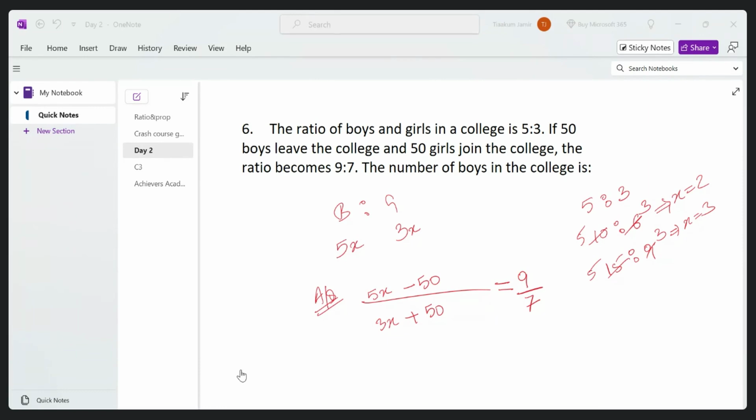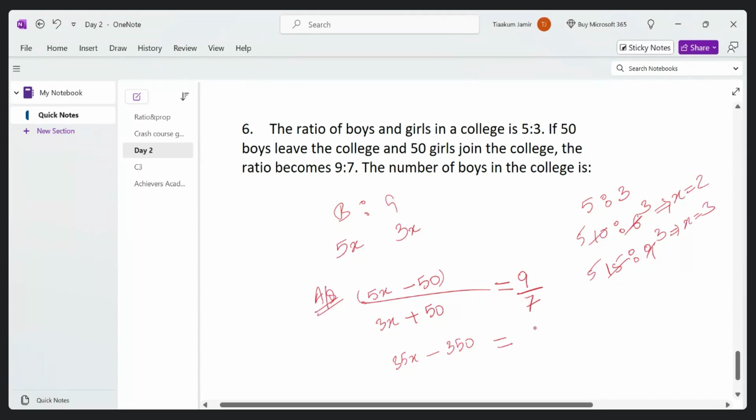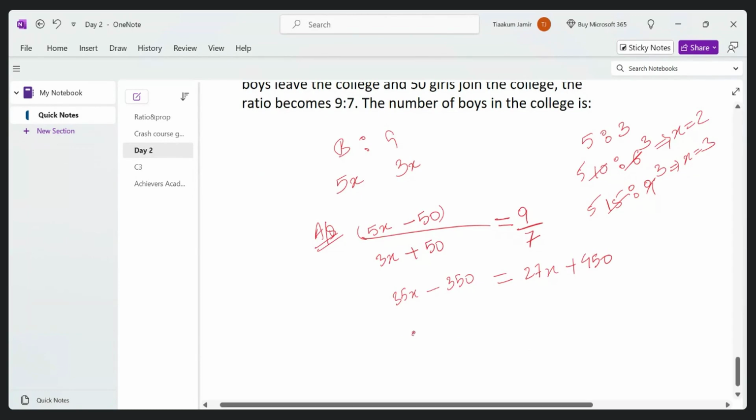Okay. Yes, 500 is the answer. Now you just do the cross multiplication. That means 7 will multiply this whole expression. 7 5 times is 35x minus 350 is equal to 9 3 times is what? 27x plus 9 5 times is what? 45, with a 0 here. Now 35x is here, 27x to the left side, and 450 moves over, minus becomes plus 350.